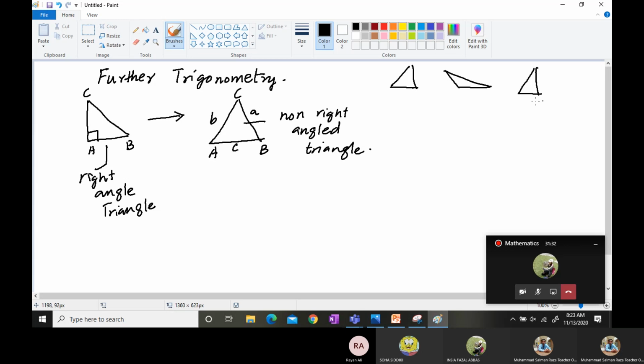Like for the angle conversion, if they have given us this angle and they ask us to find this angle, then there is a conversion for that, and that is the formula that sine theta is always equal to sine of 180 minus theta, which is the conversion of acute to obtuse or obtuse to acute angle. Then cos theta is always equal to minus cos of 180 minus theta.